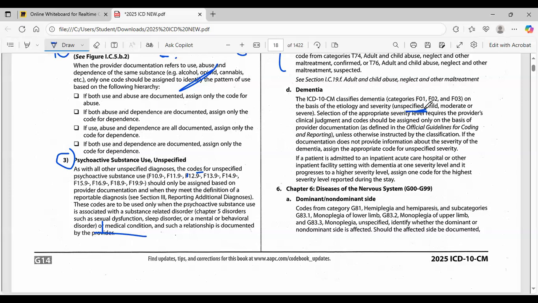Our question says the patient has cannabis dependence and cannabis abuse. Whenever for the same drug we have two types, like abuse and dependence, we have to code the highest one only. Here the highest one is dependence, so we have to code the dependence only. So what we will do here, we will look for dependence in the index.